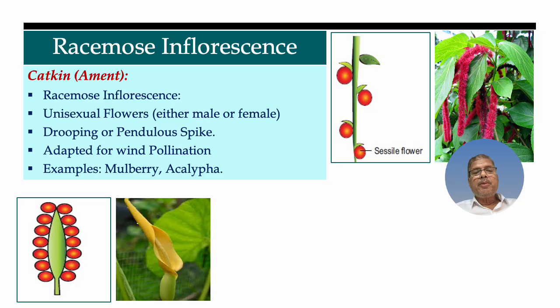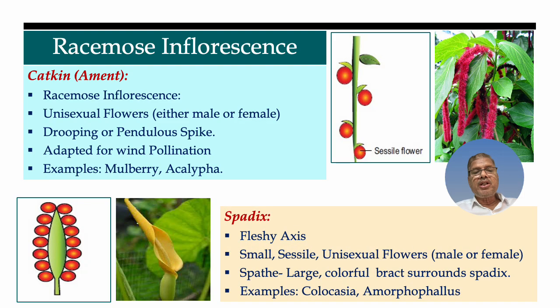Catkin or the ament is a pendulous spike that usually bears unisexual sessile flowers and often falls off as a single unit after flowering. Examples are mulberry, Acalypha, etc. A spadix is a fleshy thick spike bearing small sessile unisexual flowers. Male flowers are typically above the female flowers, enclosed by one or more large, often colored bracts called the spathe. Examples include Musa and Colocasia.